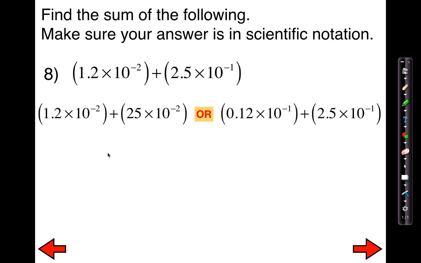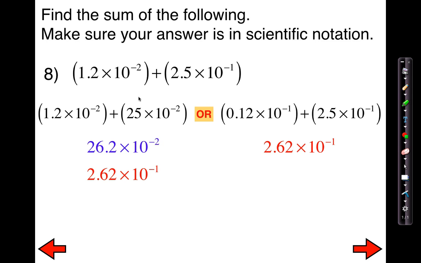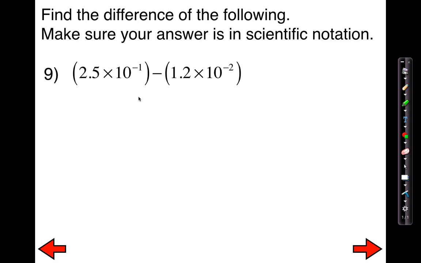Okay, so here would have been the other choice right here, and that would have given you 26.2 times 10 to the negative second. You would adjust it. So again, it's that extra step versus just having that one final answer. Okay, number 9, same idea.